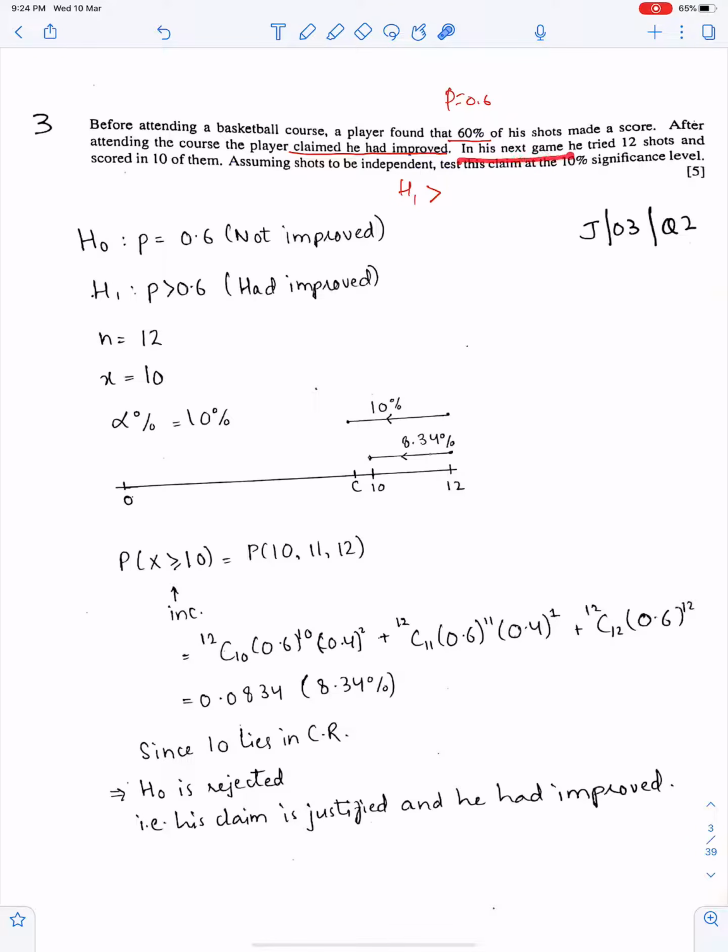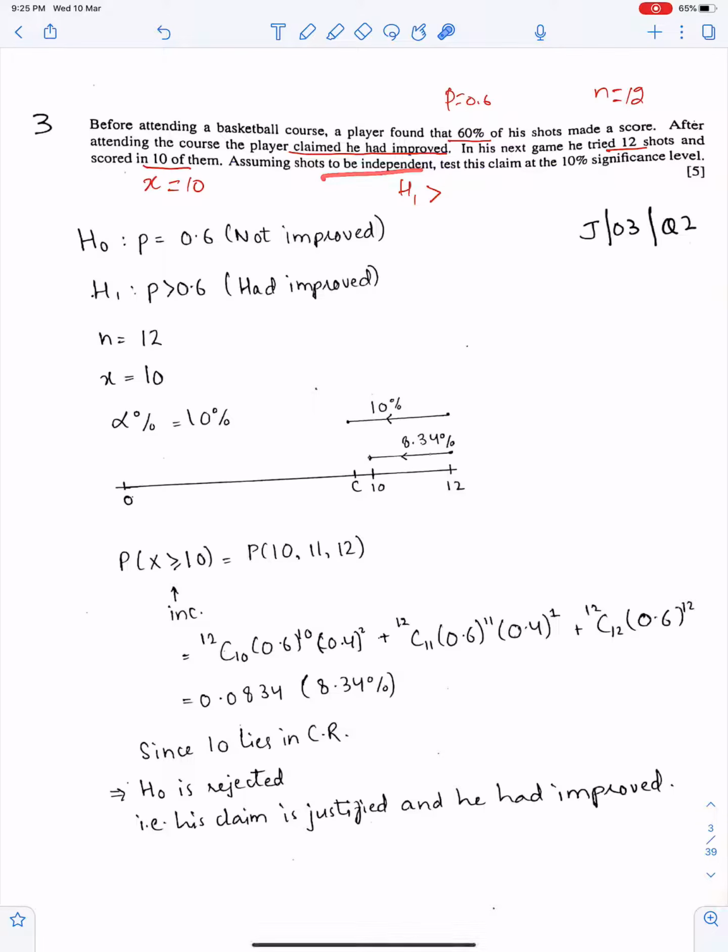Well, in his next game, he tried 12 shots. This 12 means the n of binomial. Make sure you read the question carefully so that you can easily extract the given information. And he scored 10 of them. This is the test value. Assuming shots to be independent, test this claim at 10% significance level.